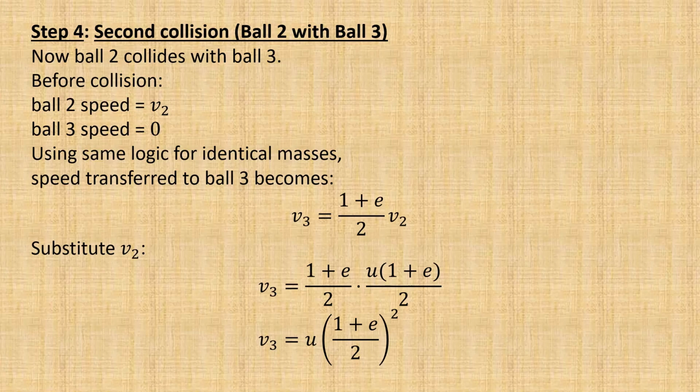Here ball 3 is at rest. The situation is exactly the same as before, that is identical masses, same coefficient of restitution E. So applying the same logic, we get v3 is equal to (1 plus E) upon 2 times v2, and after substituting the value of v2 we get v3 is equal to (1 plus E) upon 2 times u into (1 plus E) upon 2, that is v3 is equal to u times the square of (1 plus E) upon 2.